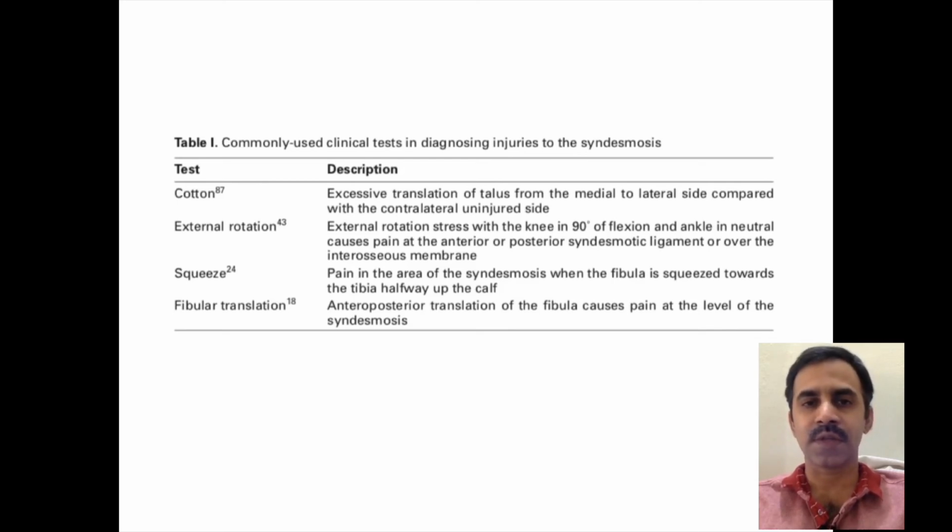In Cotton's method, excessive translation of the talus from the medial to lateral side compared with the contralateral uninjured side is looked for. In the external rotation stress test, with the knee in 90 degrees of flexion and the ankle in neutral, external rotation stress will cause pain at the anterior or posterior syndesmotic ligament or over the interosseous membrane. In the squeeze test, there is pain in the area of the syndesmosis when the fibula is squeezed towards the tibia halfway up the calf. In fibular translation, anterior-posterior translation of the fibula causes pain at the level of the syndesmosis.